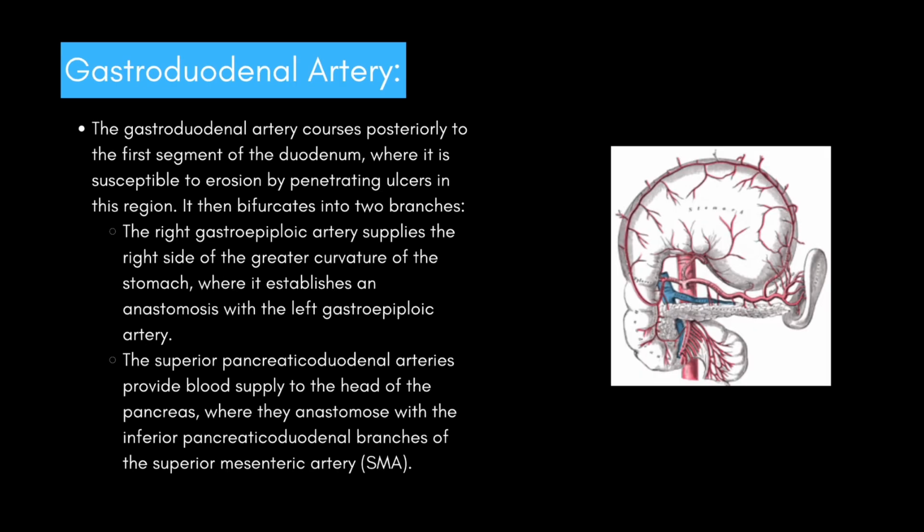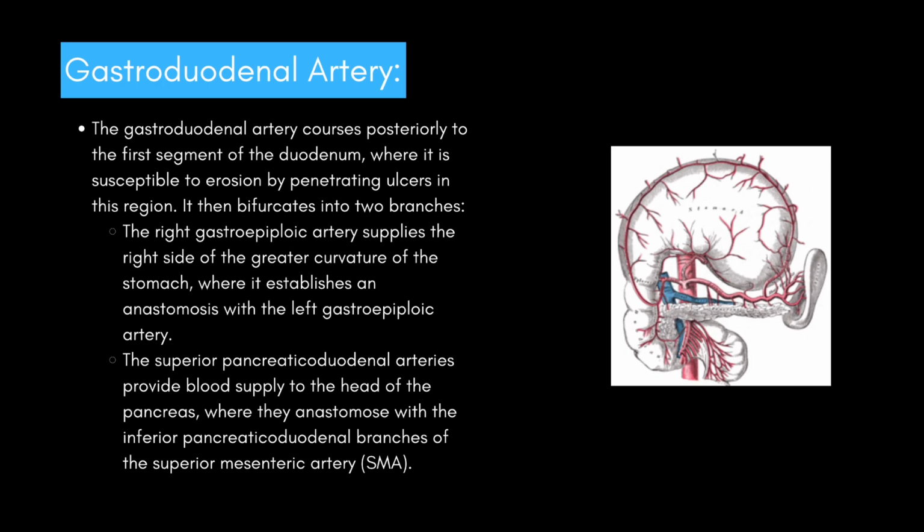Moving on. Let's go ahead and take a look at the gastroduodenal artery. The gastroduodenal artery courses posteriorly to the first segment of the duodenum, where it is susceptible to erosion by penetrating ulcers in this region. It then bifurcates into two branches. The right gastroepiploic artery supplies the right side of the greater curvature of the stomach, where it establishes an anastomosis with the left gastroepiploic artery. The superior pancreaticoduodenal arteries provide blood supply to the head of the pancreas, where they anastomose with the inferior pancreaticoduodenal branches of the superior mesenteric artery, also known as the SMA.